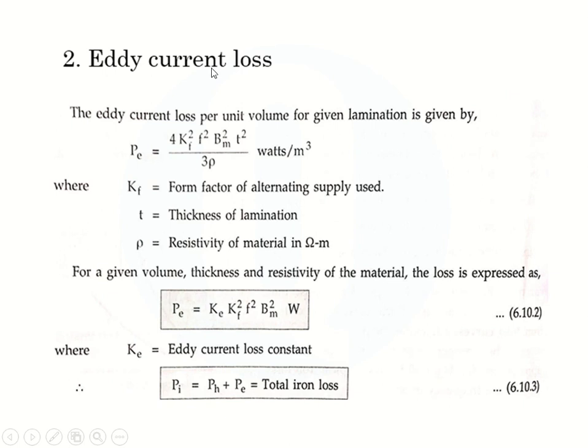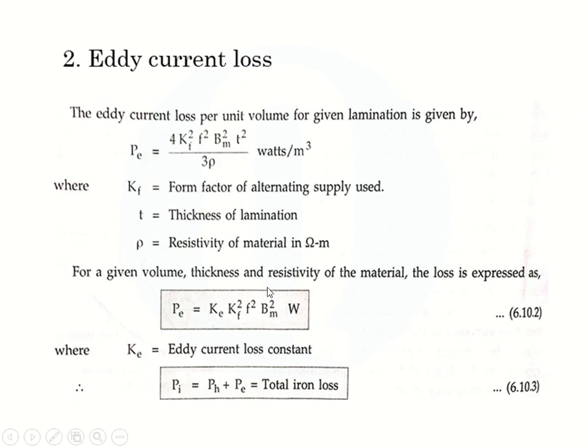Next, the eddy current loss. Eddy current loss is mainly due to the circulation of eddy currents. The eddy current loss per unit volume for a given lamination is given by 4 Kf square F square B max square T square by 3 rho, where Kf is the form factor for alternating supply. We know 1.11 is the form factor. So Kf is the form factor for alternating supply, F is the frequency, B max is the maximum flux density, T is the thickness of lamination and rho is the resistivity. So using this equation you are able to find the eddy current loss.